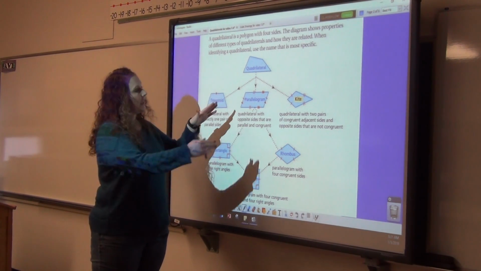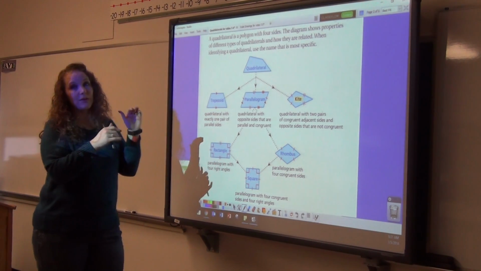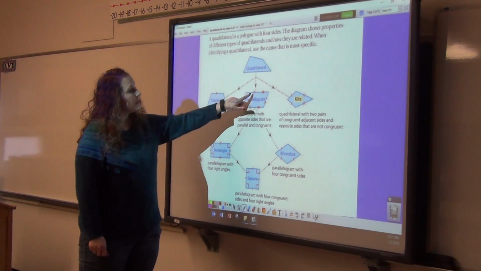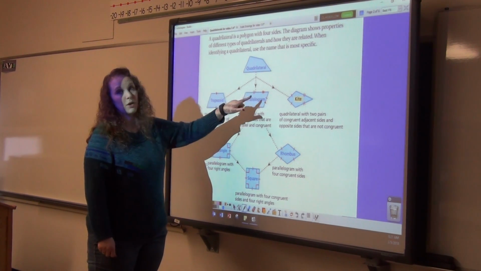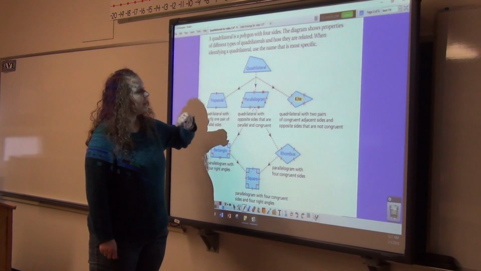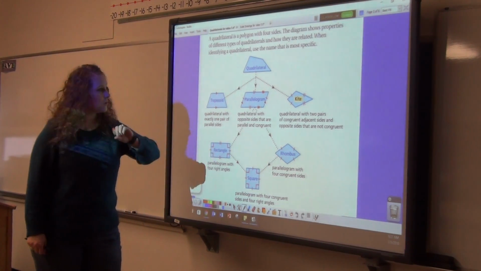We've got parallelograms, which have two pairs of sides that are parallel, and those parallel sides are congruent. These two tick marks mean that those two are congruent. This one tick mark means those two are congruent, but the sides with one tick mark are not congruent to the ones with two tick marks.